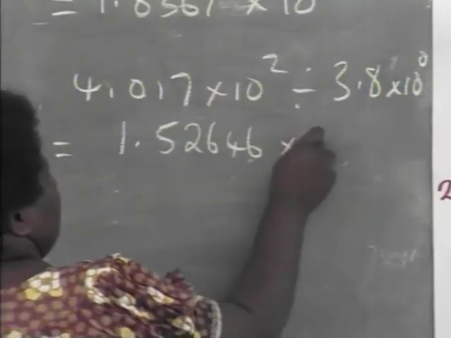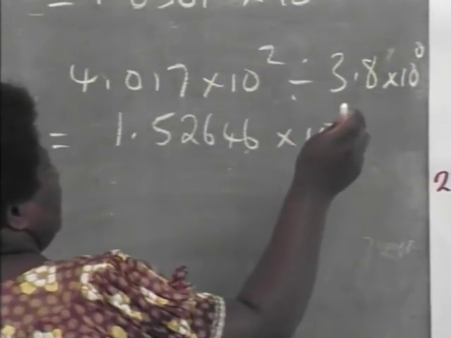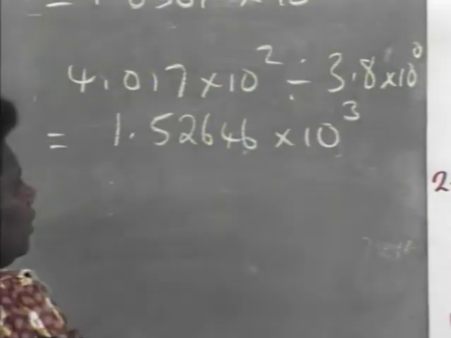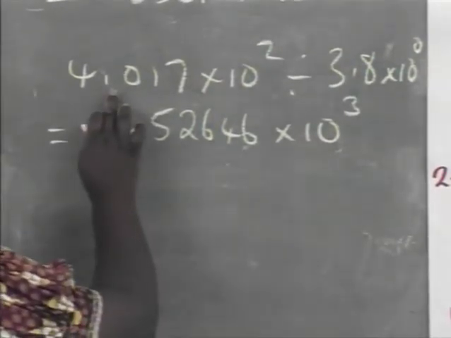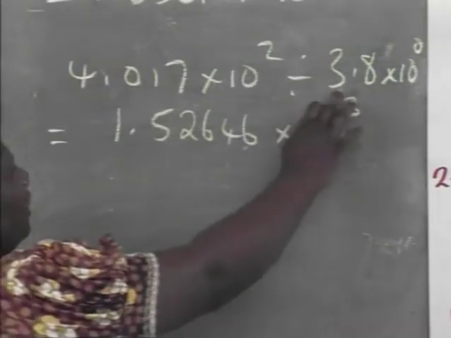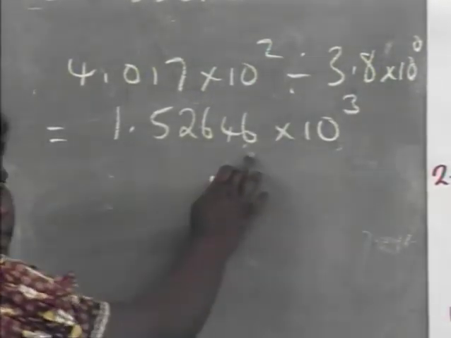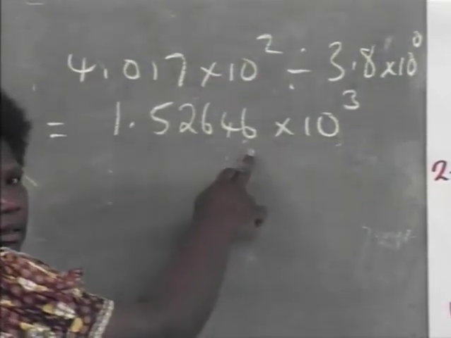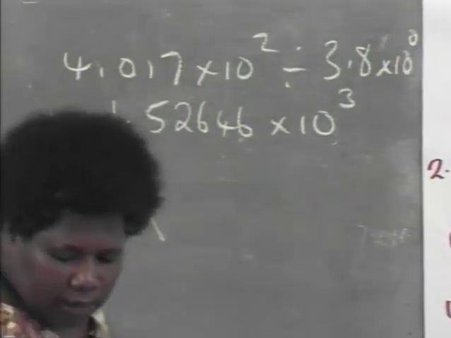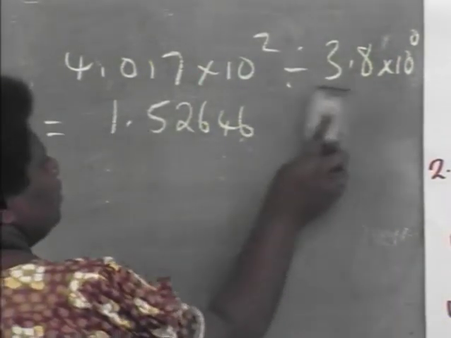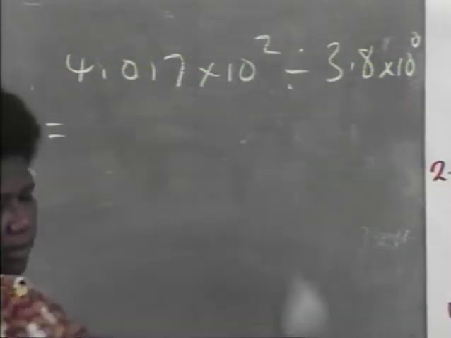$1.52646 times 10 cubed. Times 10 cubed? Okay, if you divide 4.017 by 3.8, do you get exactly this? No? Okay, what do you get? I'd just like to explain it properly. What do you get? Point?